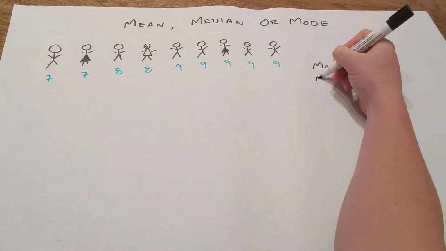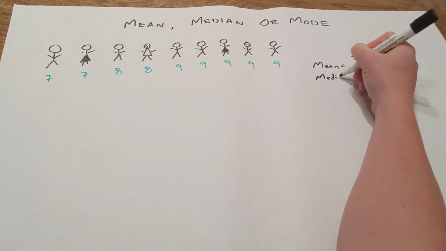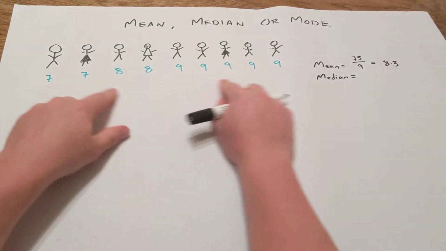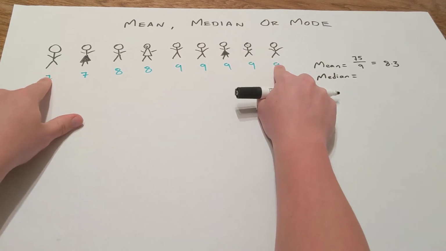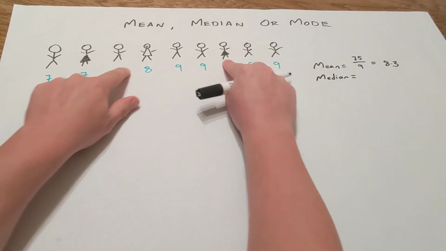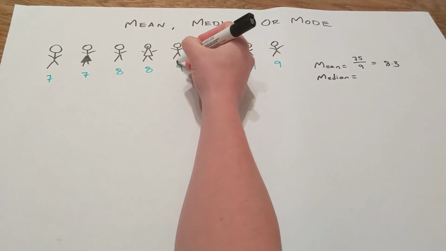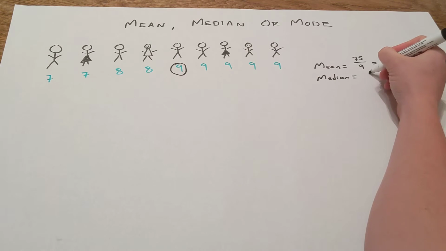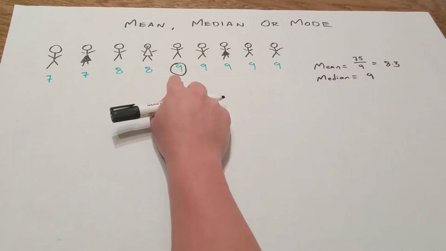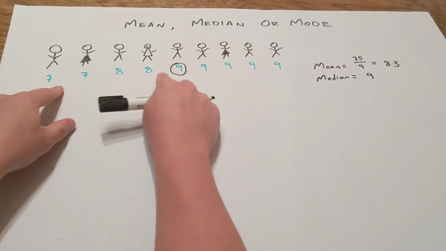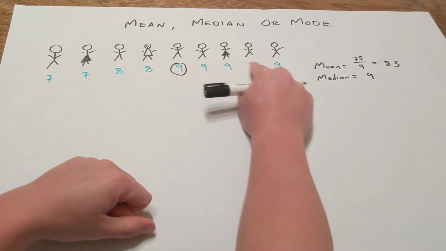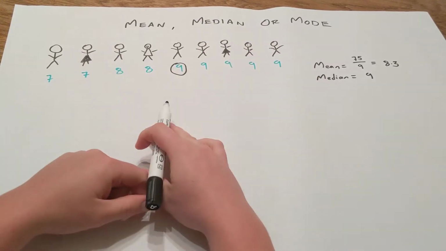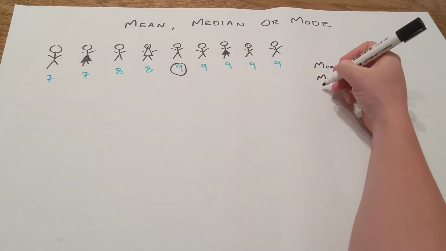Let's look at the median. The median, remember, is your middle value. It's the value that splits the data set in half. If we count in, we've got 1 on the end, 2 in, 3 in, 4 in. Our middle number that splits the data in half is 9. So the median value is 9. What that is telling us is that half of the class got less than 9, or half of the class got 9 or more. Again, it's not too bad. It fits the data pretty well.